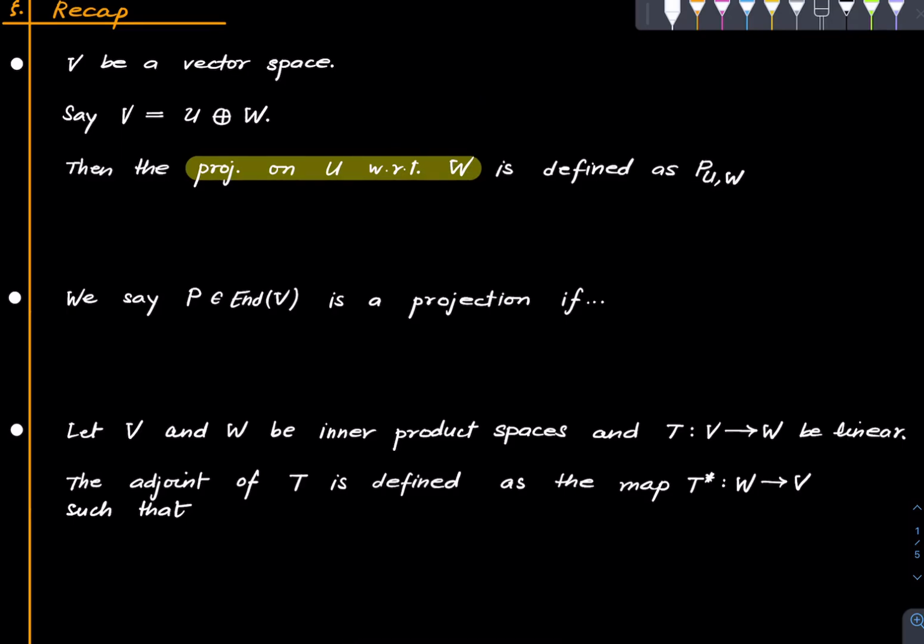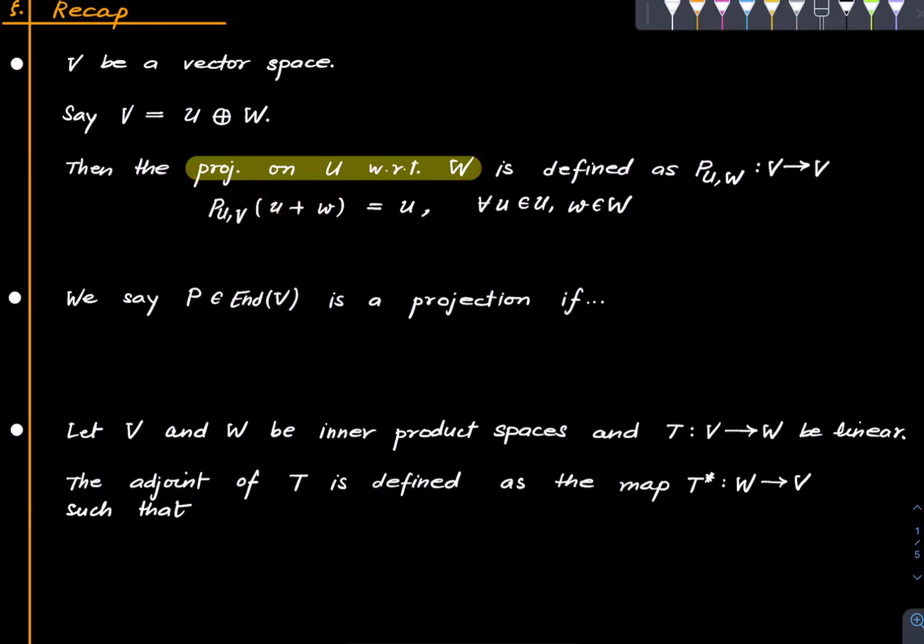By notation it is this, and it is a map from V to V, which takes a vector little u plus little w to little u, and this is true for all little u and all little w. Okay, so that's the definition of this. We showed that this is indeed a linear map and well defined. Well definedness is very easy. Linearity is also very easy. So that's the definition of projection on U with respect to W.